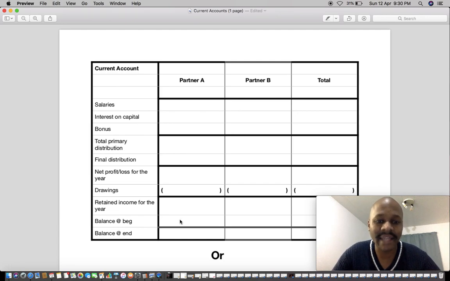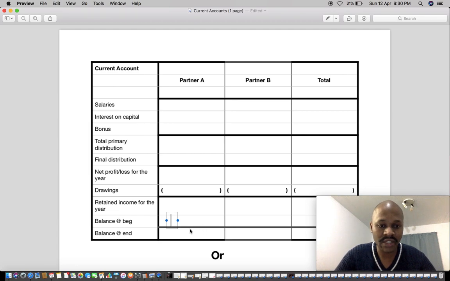You'll have your balance at the beginning. If your balance is on the debit side, the sign is minus. But if it's on the credit side, you'll have a plus because it's favorable. Why? Because current account is an equity, and equities increase on the credit side.